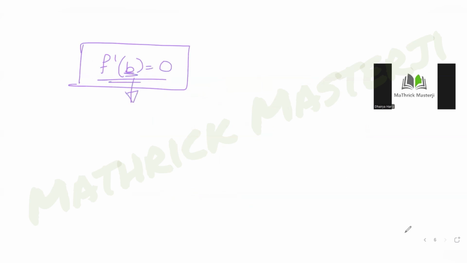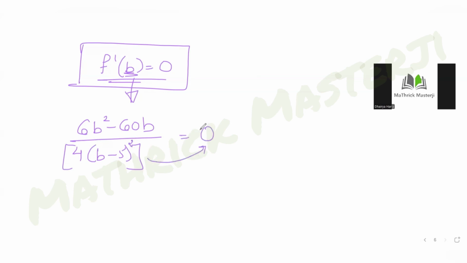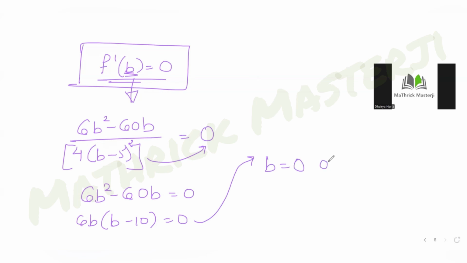Now, once I have that, I can just equate it with 0, so that whatever points of b I get will give me the minimum value. So if I equate this entire function with 0, I get 6b square minus 60b divided by 4 times b minus 5, the whole square, equated with 0. If I take the denominator to the other side, it gets multiplied with 0 and becomes 0. So you're just left with 6b square minus 60b equals 0. 6b common, b minus 10 equals 0. So either b is 0 or b minus 10 is 0, which makes b is 10.